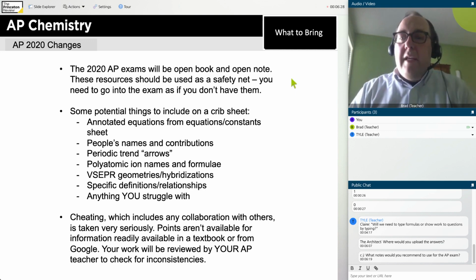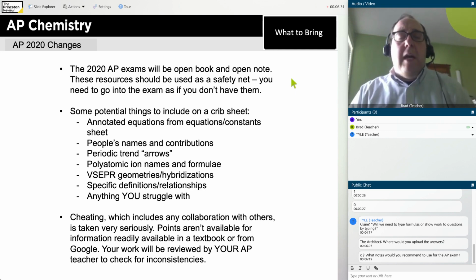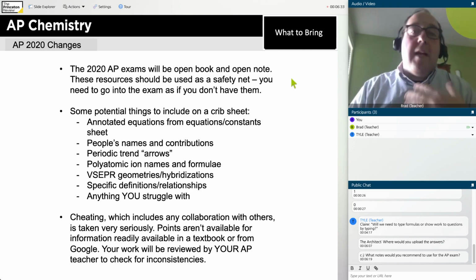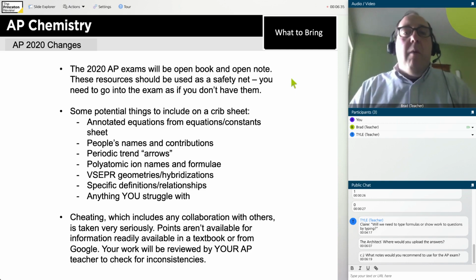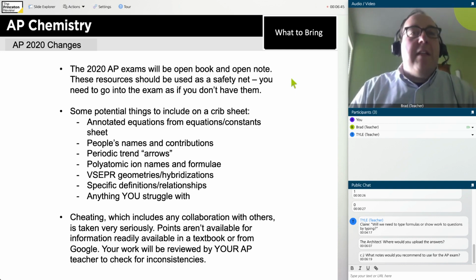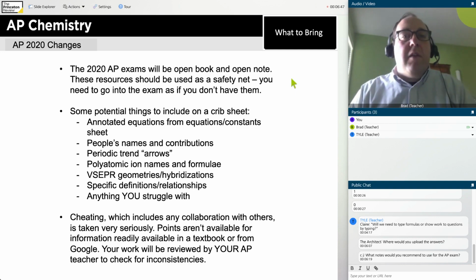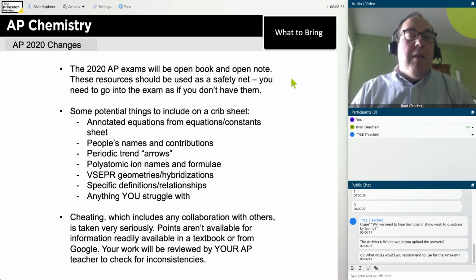So I'm seeing a couple of questions here. The architect is asking, where would one upload the answers? I'm not personally taking the exam, so I don't know the answer to that, Tile. Sorry, the architect. That would be done through the AP website, presumably, and I don't have access to taking the exam, so I'm not exactly sure what the interface is going to look like. But presumably on the day, that will hopefully be sort of obvious to you. Hopefully there'll be a big red button that says "Submit Answers here" along those lines.